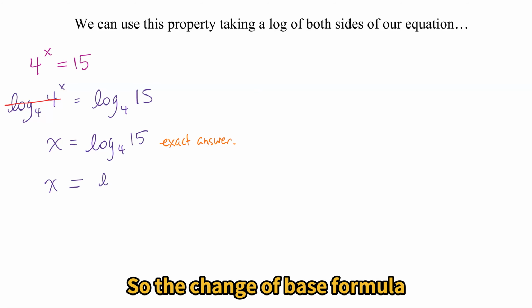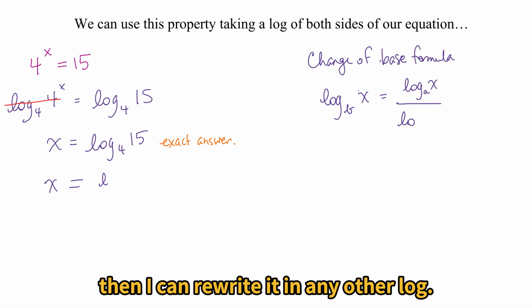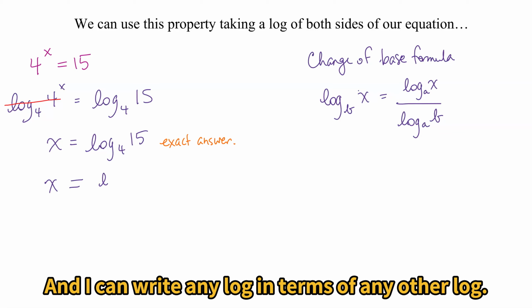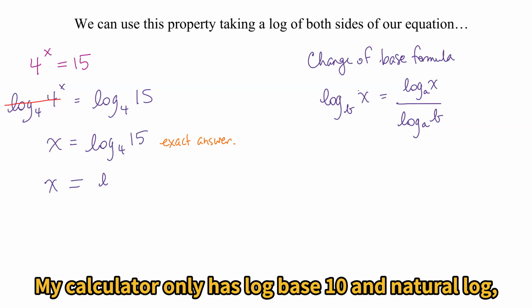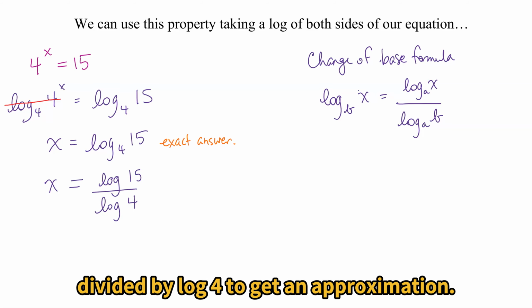The change of base formula says that if I have log base b of x, then I can rewrite it in any other log. I put the argument in the numerator and the old base in the denominator, and I can write any log in terms of any other log. My calculator only has log base 10 and natural log, so I'm going to use log base 10. I'll do log 15 divided by log 4 to get an approximation.